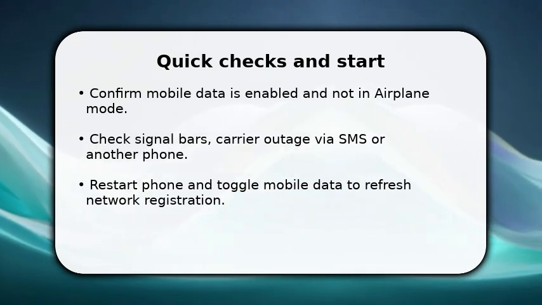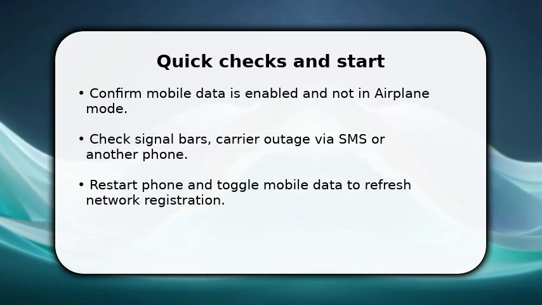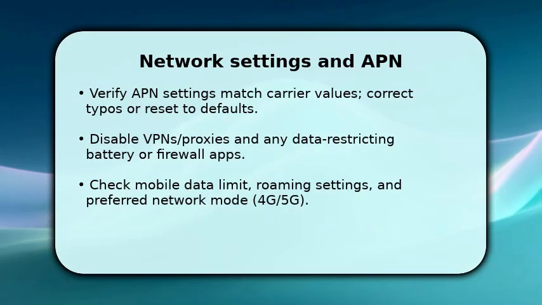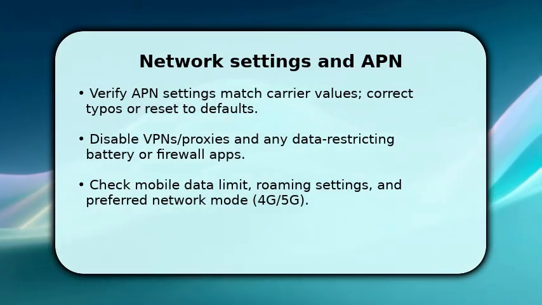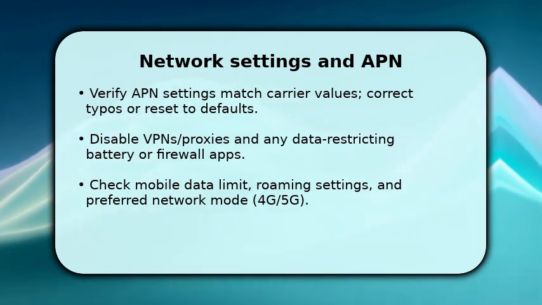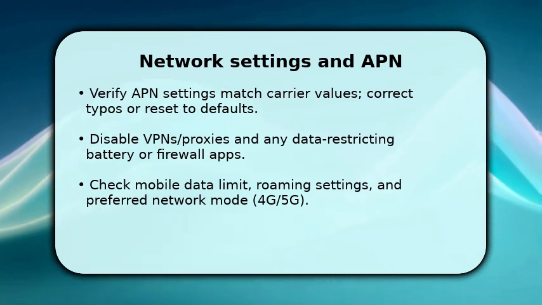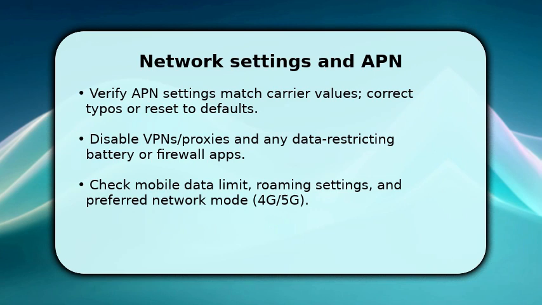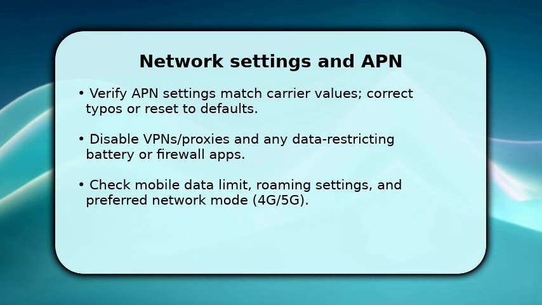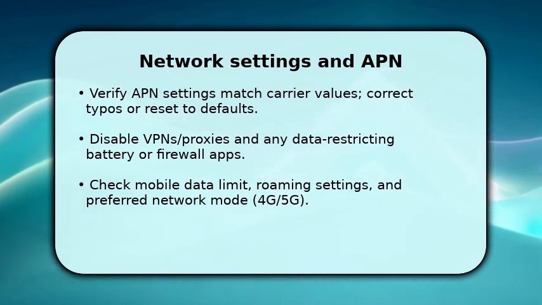Now dig into deeper configuration that commonly blocks internet access. Open mobile network settings and confirm the APN fields exactly match your carrier's values. If uncertain, reset to default or enter the values manually because a single character error prevents data. Also disable VPNs, proxies, or restrictive battery managers that can block traffic. Finally, make sure data limits or roaming rules aren't active.